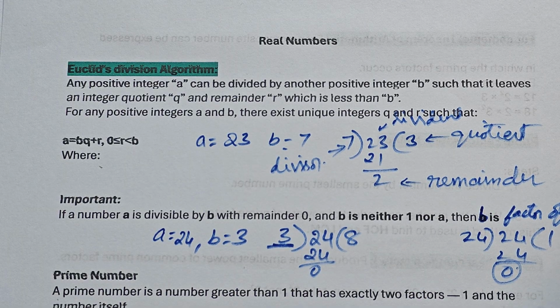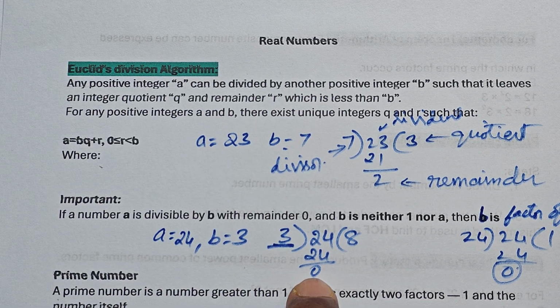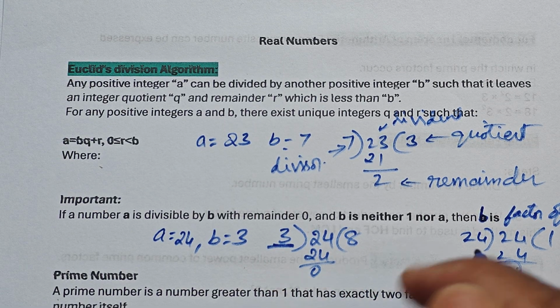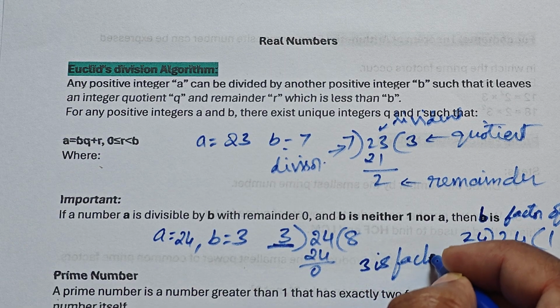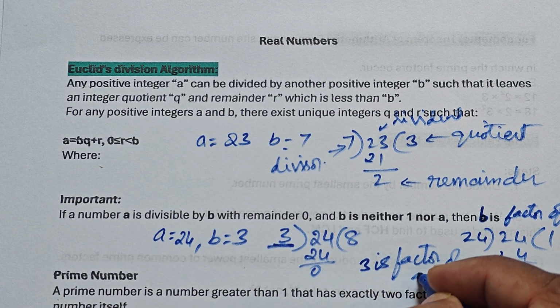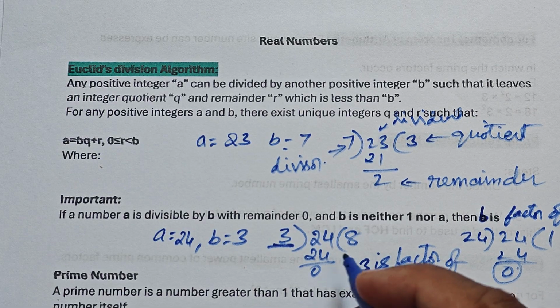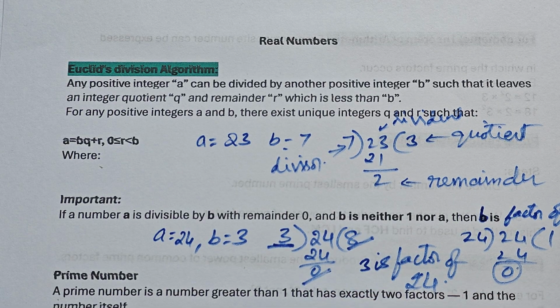So, in this case, I took another example, a = 24, b = 3. So, 3 divides 24, that is the value a, cleanly, leaving remainder 0. So here we call 3 a factor of 24. Why? Because it is giving a quotient 8 and remainder 0.